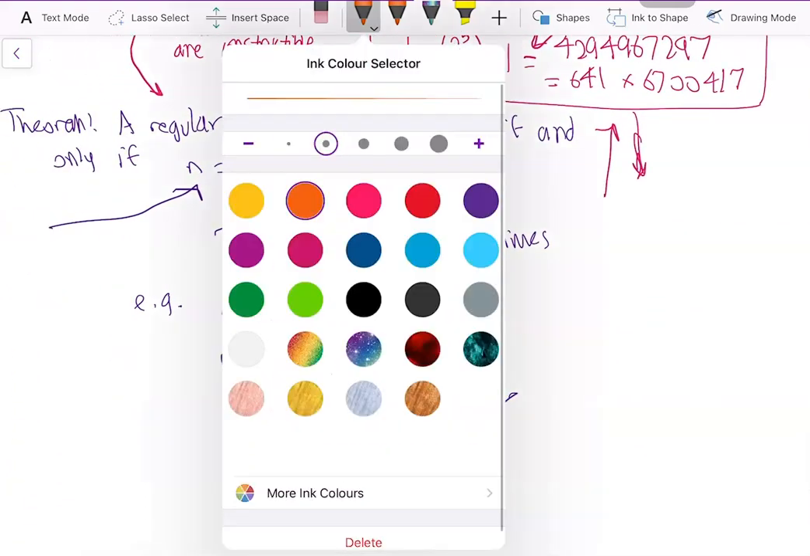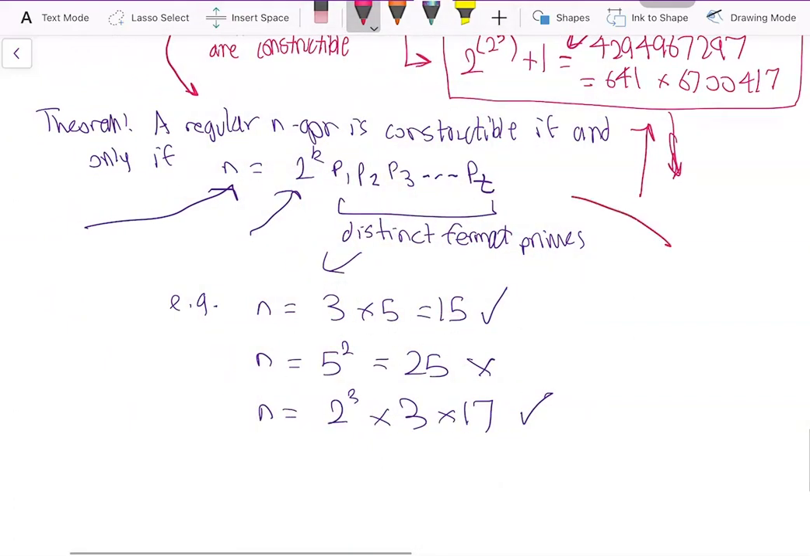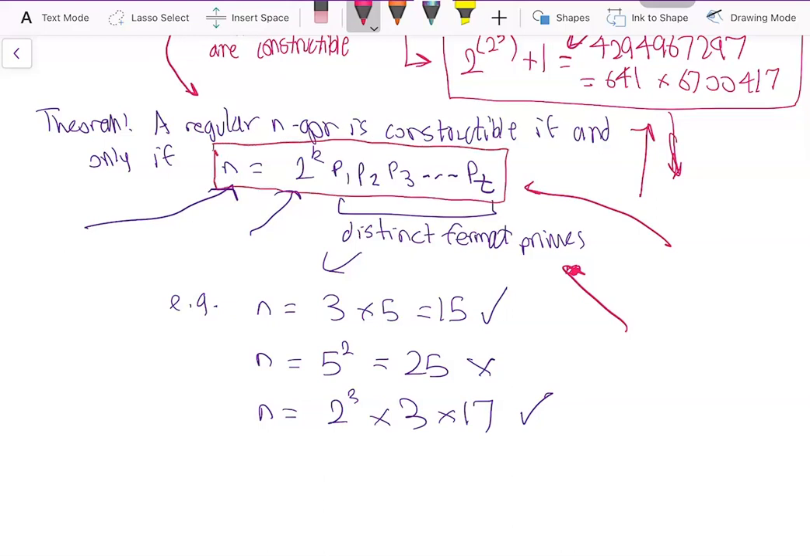Okay, so you can say it's unknown exactly which regular polygons are constructible because we don't know what all the Fermat primes are. But what we do know is, if we know all the distinct Fermat primes, then all the regular polygons that are constructible will be of this form: a power of 2 times distinct Fermat primes.